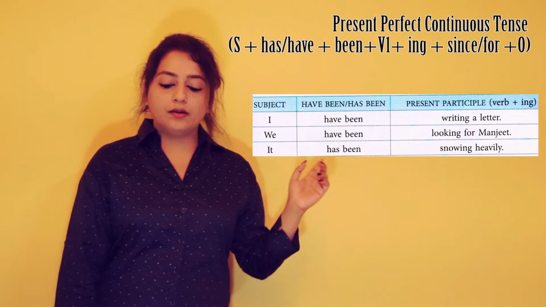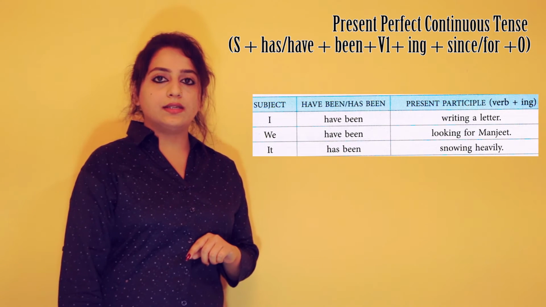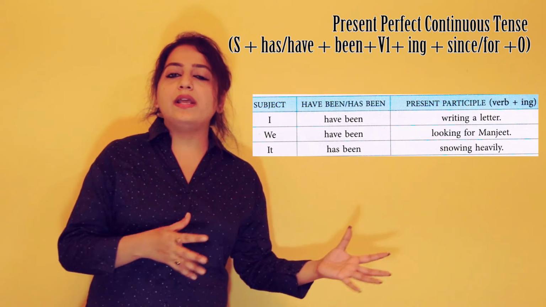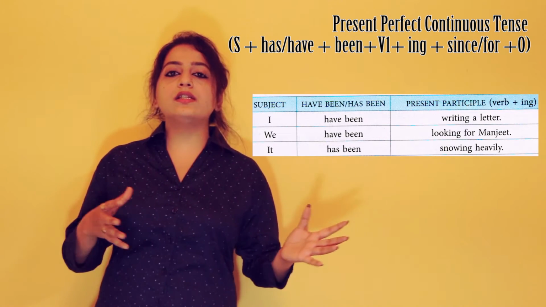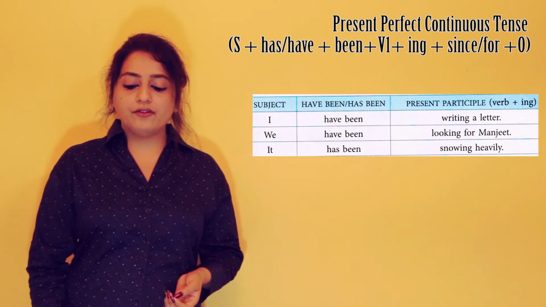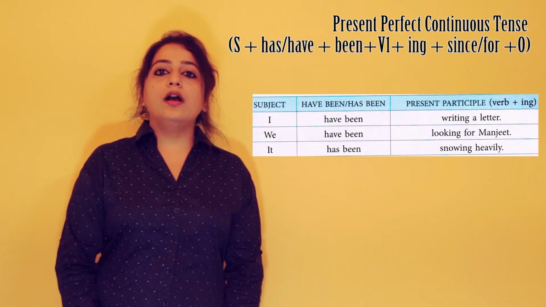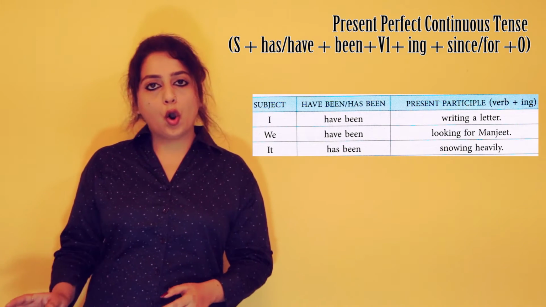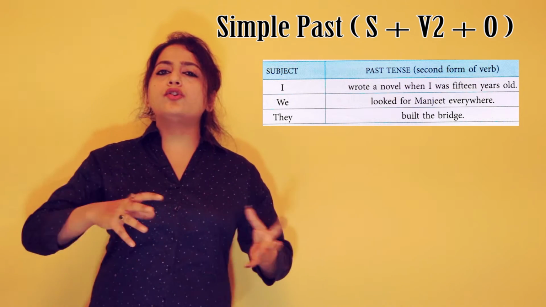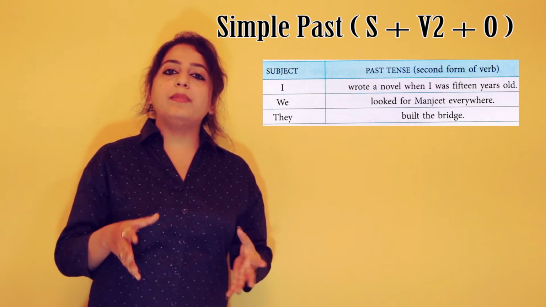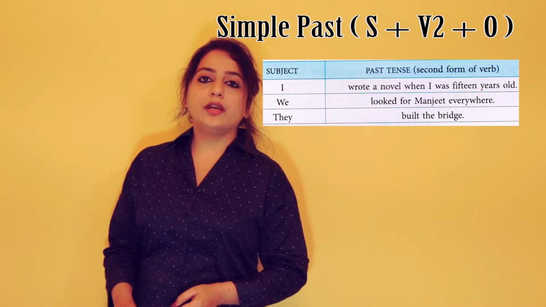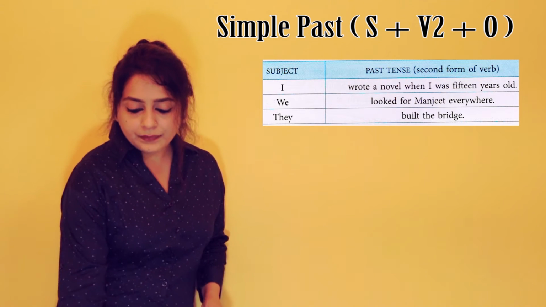So here we can see the fourth form of tense, present perfect continuous tense. Present perfect continuous tense states that the action was taking place some moment before in the past and still it's being continued now. So the structure is subject plus has, have plus been plus V1 plus ing plus for or since plus object. So we will quickly move on to the simple past. Simple past shows that the action was taking place somewhere in the past itself and it has been completed. So the structure is subject plus V2 plus object. So we will move on.